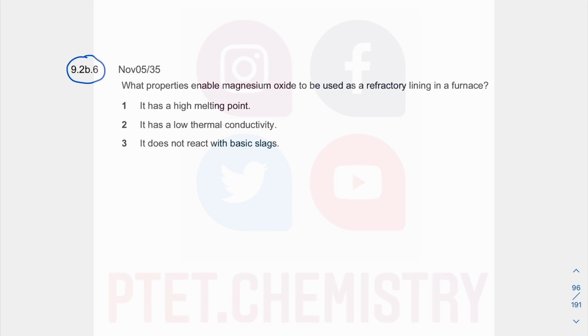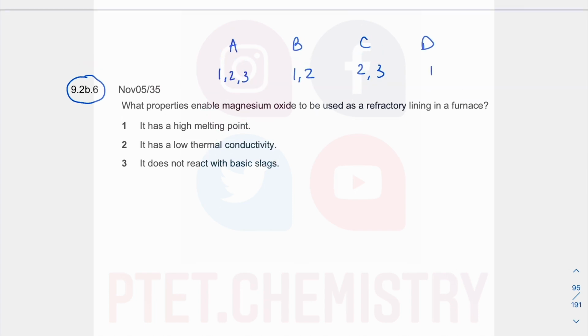In this kind of MCQs, we have options A, B, C, D, where option A is all three statements are relevant to what they're asking, 1 and 2 being B, 2 and 3 being C, and just 1 being D. That's relevant to whatever they're asking, yeah?